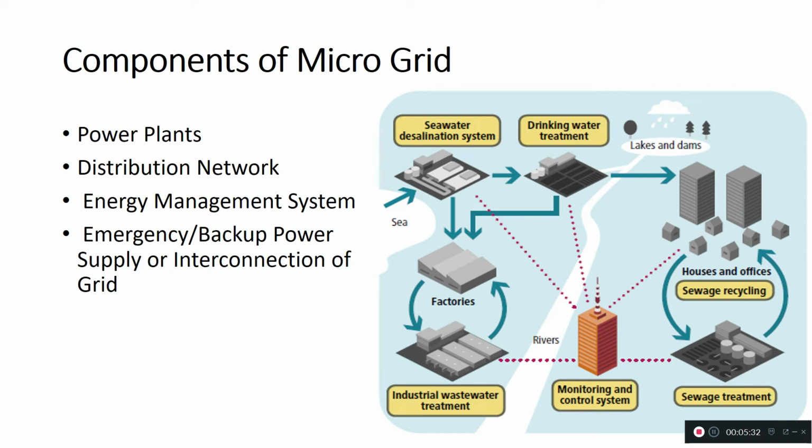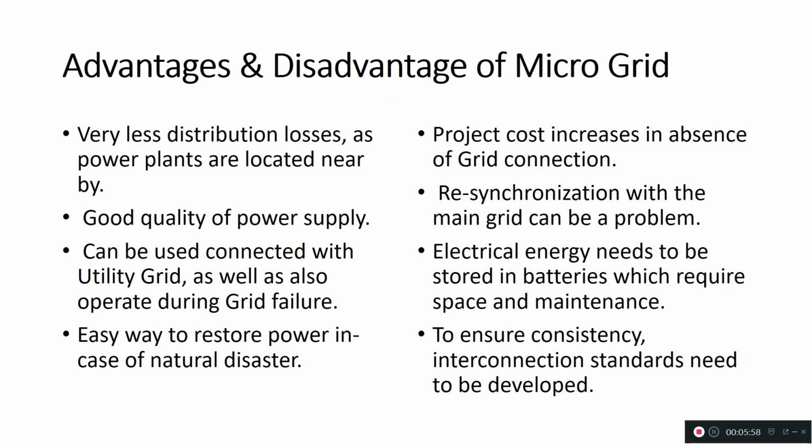So basically this is the brain, which monitors everything for a reliable power supply. And next is emergency backup supply or the interconnection of the grid. So same, either you need to have a backup power supply, or you need to have at least the interconnection of the grid. This basically increases the reliability of the microgrid. So now we'll talk about advantages and disadvantages of microgrid.